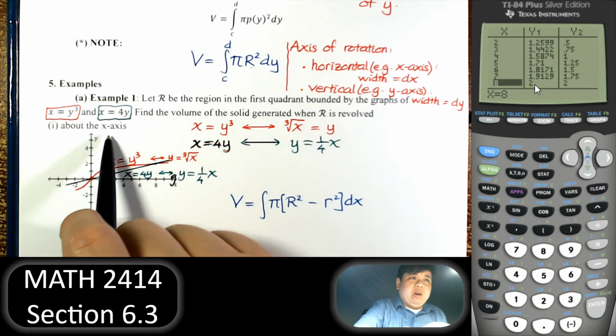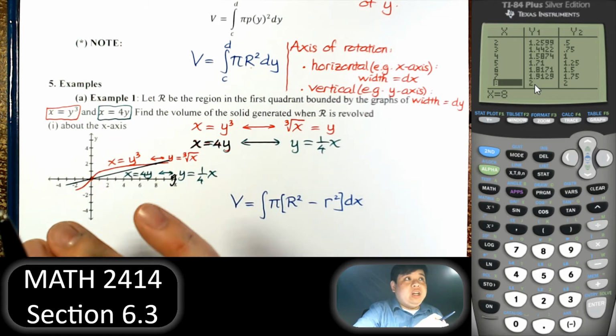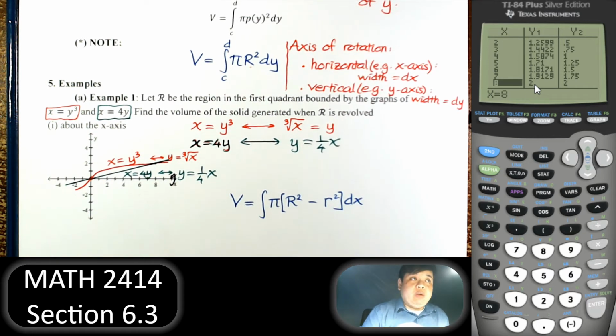So don't think about rotating about the x-axis or the y-axis. Later on, it will be very confusing if you think about it that way. Think about whether the axis of rotation is horizontal or vertical. If it is horizontal, dx. If it is vertical, dy. That will be easier when we think about it that way.